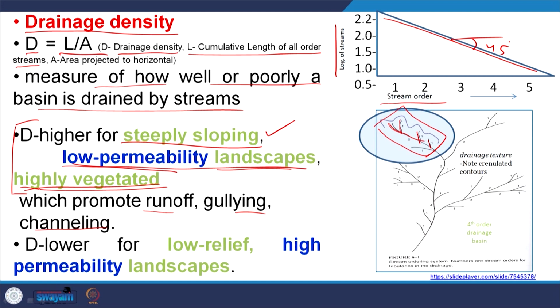Drainage density is lower for low relief, high permeability landscapes. If it is low relief, that means the slope is less. Similarly, with high permeability, like sandstone, fractured limestone or alluvium, the water will percolate downward. Once water percolates downward, surface runoff reduces, and that discourages stream formation. That is why, by analyzing the drainage density, we can say something about the subsurface geology.